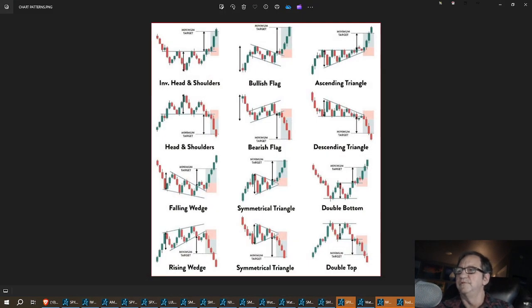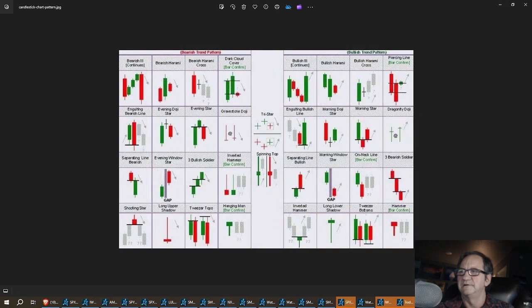So remember, memorize, study each one of these. Remember how to count to 3 and 4, where your sweet spot is, and learn these candlesticks, and I think you'll become a much better trader.